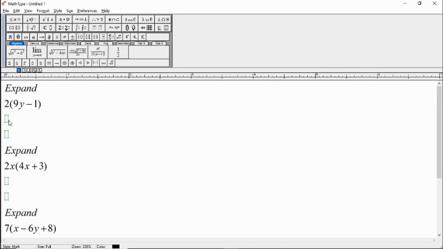Expand 2(9y - 1). You multiply the 2, whatever's outside the bracket, by every term that's inside of the bracket. So you'll multiply the 2 by the 9y, but you'll also multiply the 2 by the minus 1. 2 multiplied by 9y is 18y, and 2 multiplied by minus 1 is minus 2. And there is your answer. Let's move on to the next question.